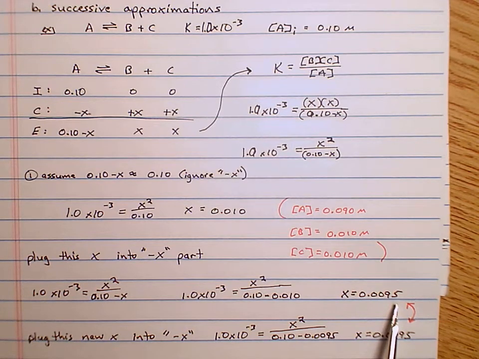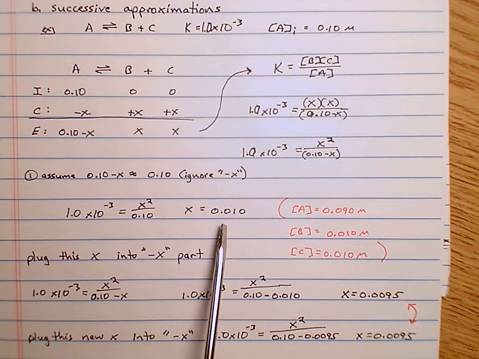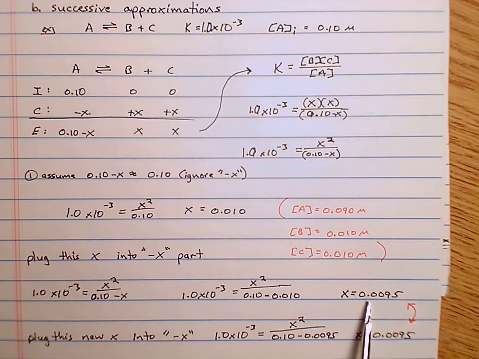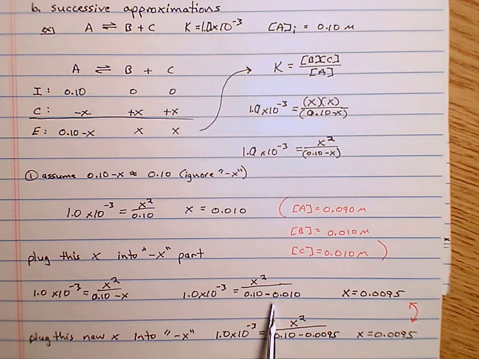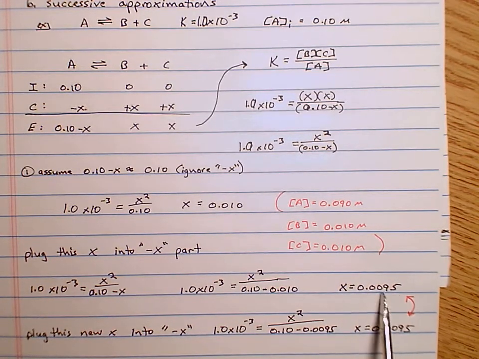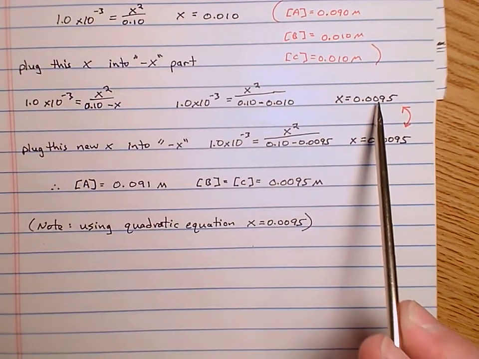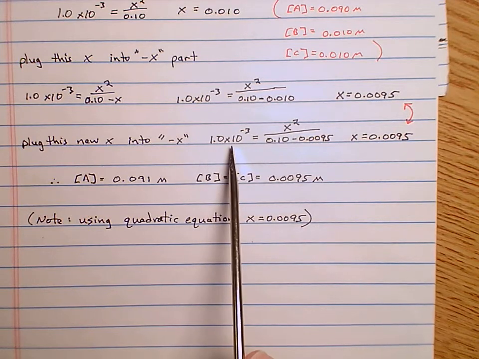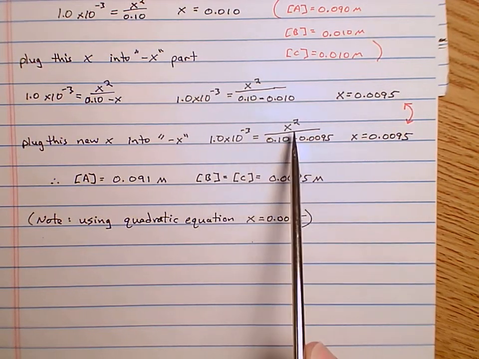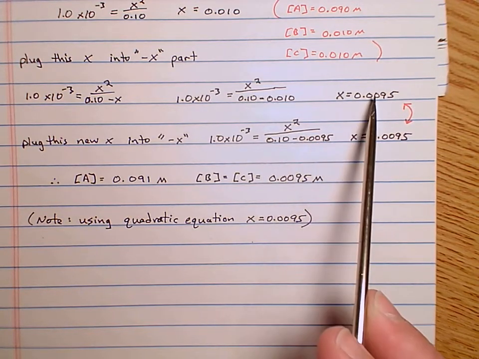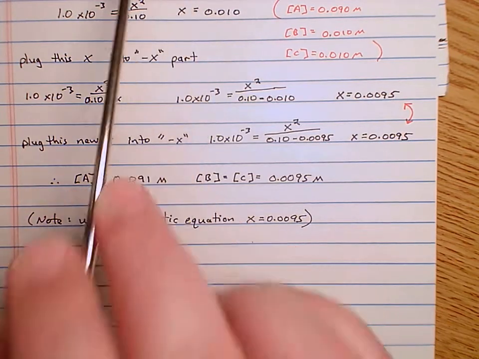So when I do that, I get a value of 0.0095. I now know that my first value for x was 0.01, and 0.0095 is a better value, closer to the right value of x, because I put it in this equation and that made the equation a little more accurate. But I'm not done. I've got this new value for x, so I'm going to plug it into that minus x again: 1.0 times 10 to the minus third equals x squared over 0.10 minus 0.0095, because I knew my 0.0095 was better than my 0.01, which is better than ignoring it.